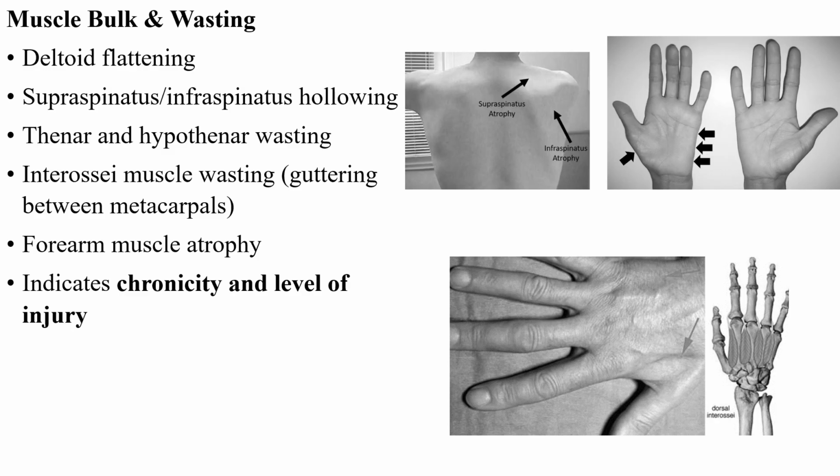Assessing muscle bulk is a key part of evaluating brachial plexus injuries. Look for areas of flattening or hollowing around the shoulder, such as the deltoid or the supraspinatus and infraspinatus muscles. In the hand, wasting of the thenar and hypothenar eminences or the interossei muscles can create visible gaps between the metacarpals. Forearm muscles may also show atrophy. These changes are important because they not only indicate that the injury has been present for some time, but they can also help you determine which part of the brachial plexus is affected.